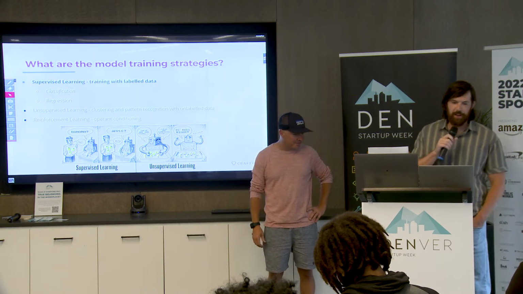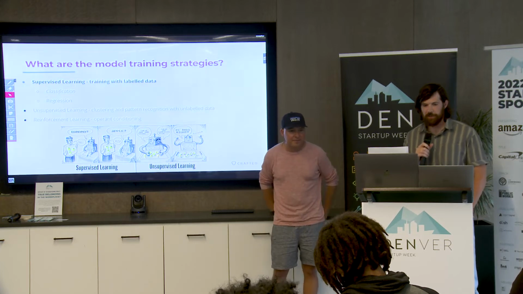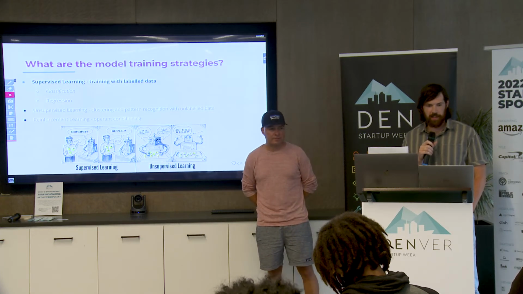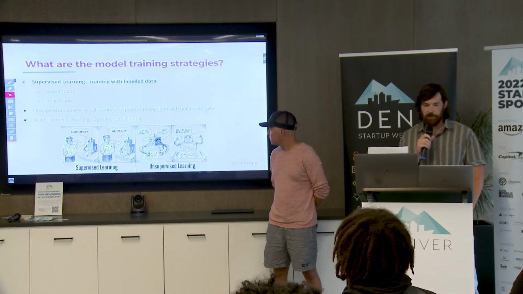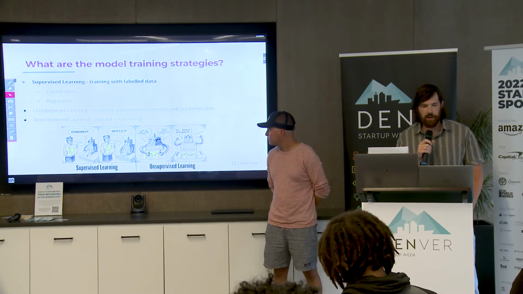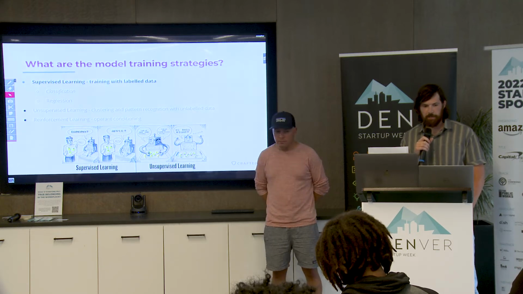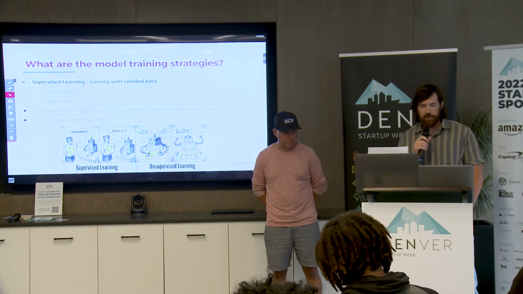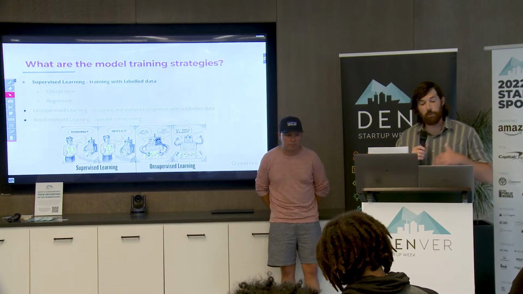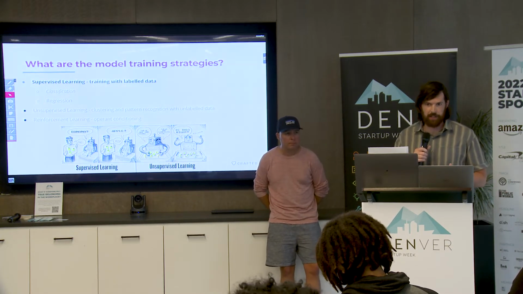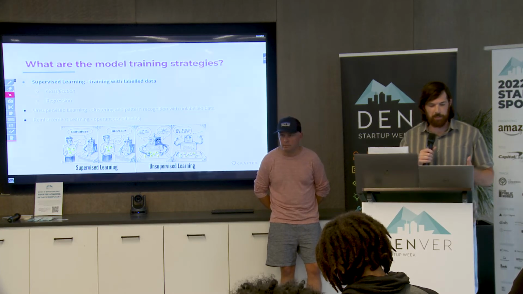But before that, what are the model training strategies? There are three main categories: supervised learning, unsupervised learning, and reinforcement learning. We're going to focus on supervised learning today, and we're going to do a classification problem. Supervised learning really just means you're training the model with labeled data. There's a human labeling this data, and that's how the model is going to learn.